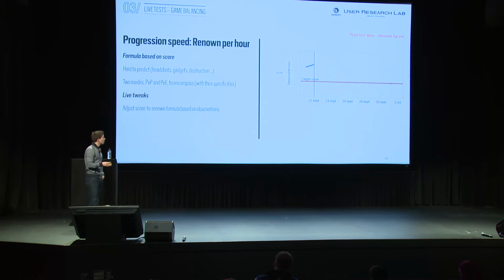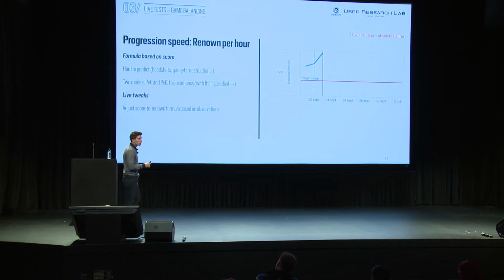The red line is the target value. Sorry, the numbers are actually confidential, but you get the point. And the blue line is the observation. And that was during the closed beta. And the first or second day, the game designer made a change into the game. But it wasn't actually about the score to renown formula. They reduced the number of rounds within a match. So players were able to play more matches per hour, thus gaining more renown at the end of the hour.